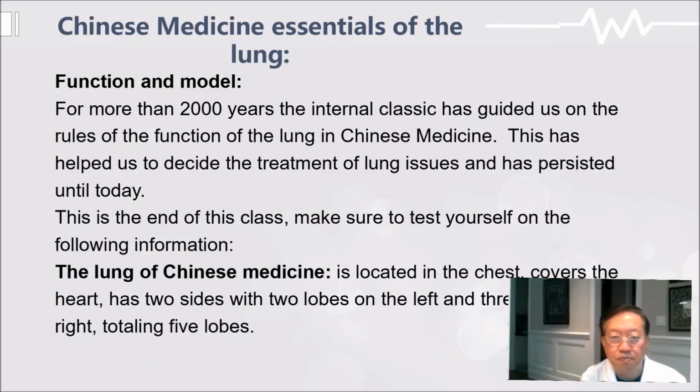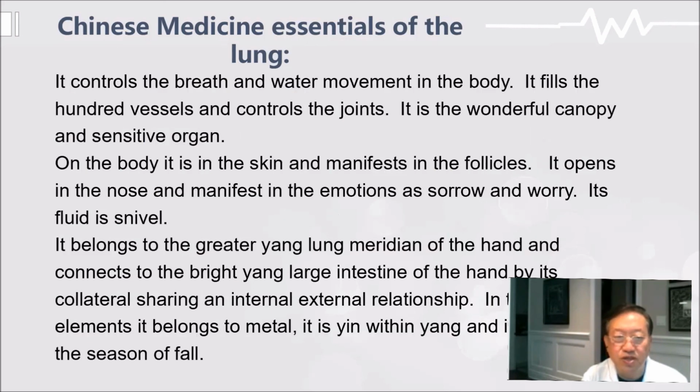The lung of Chinese medicine is located in the chest, covers the heart, has 2 sides with 2 lobes on the left and 3 on the right, totaling 5 lobes. It controls the breath and water movement in the body. It fills the 100 vessels and controls the joints. It's the wonderful canopy and sensitive organ. On the body, it's the skin and manifests in the follicles.